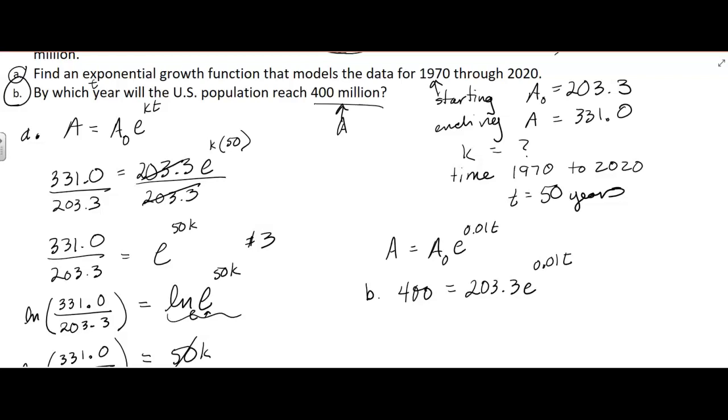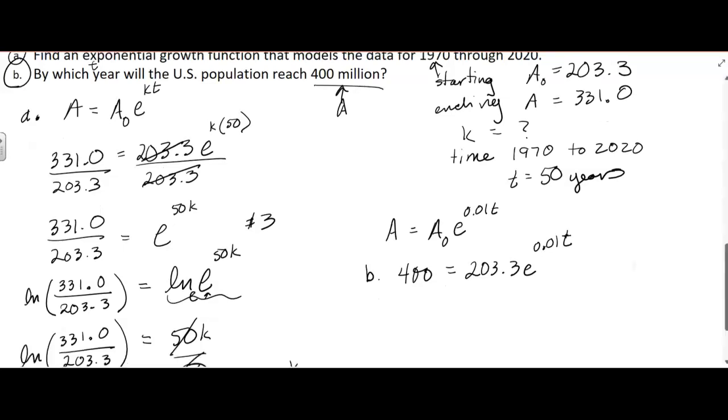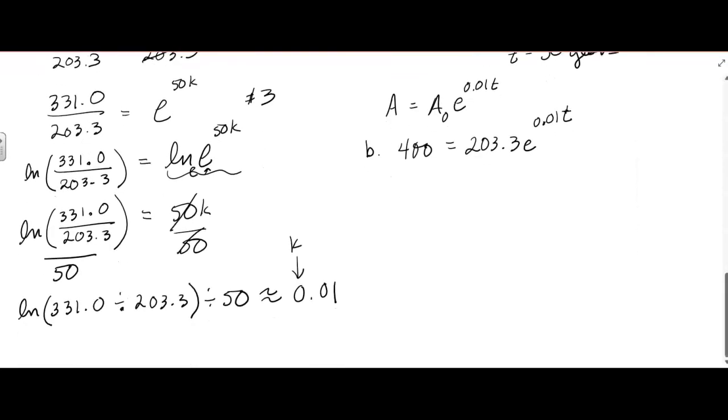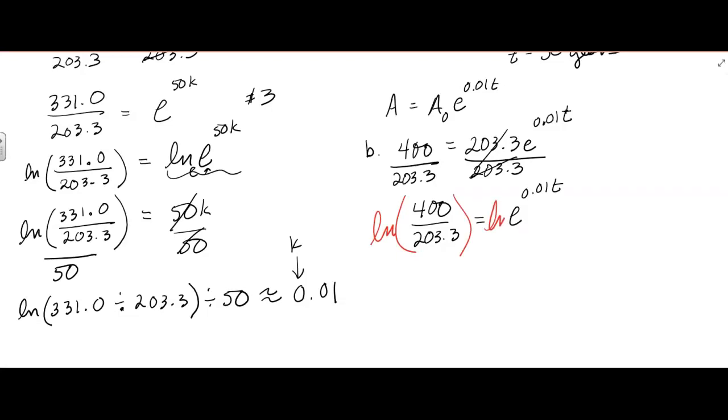0.01 t. And you'll notice this is very similar. The solving is going to be very similar to what we just did. It's kind of like, well, just different numbers. So we're dividing by 203.3. Those cancel. And then I have 400 over 203.3 equals e to the 0.01 t. Now you're going to natural log it. So you're going to go natural log here and natural log here.